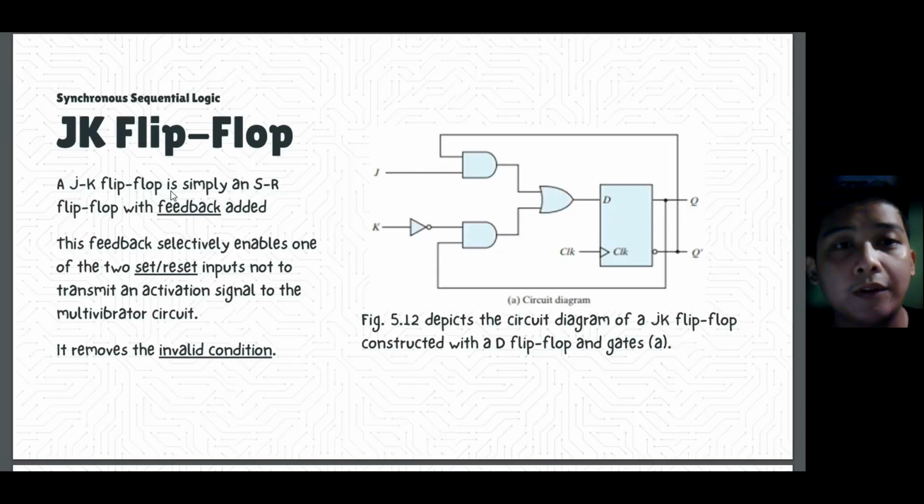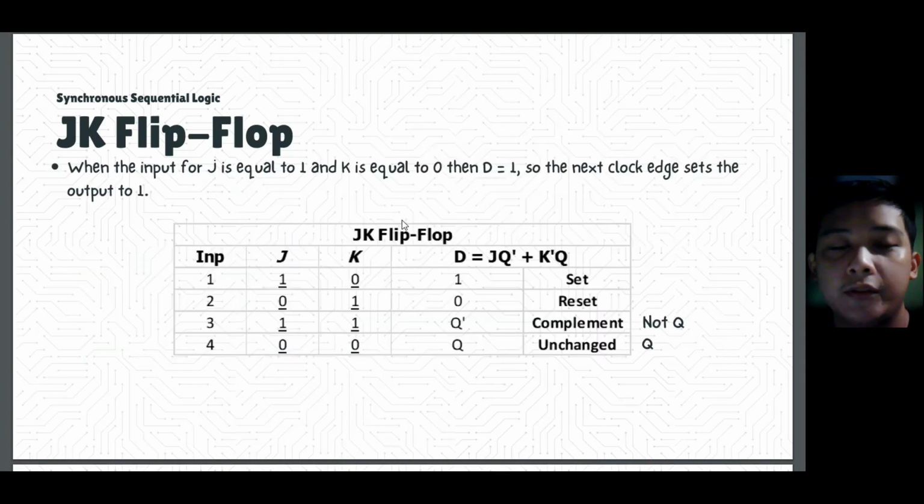A JK flip-flop is simply an SR flip-flop with feedback added. This feedback selectively enables one of the two set reset inputs not to transmit an activation signal to the multivibrator circuit. So it also removes the invalid condition. Figure 5.12 depicts the circuit diagram of a JK flip-flop constructed with a D flip-flop. So we are here in the table for the JK flip-flop constructed with a D flip-flop.